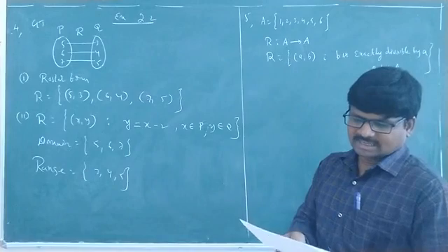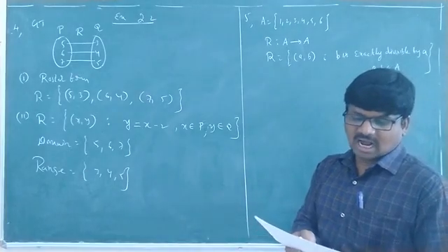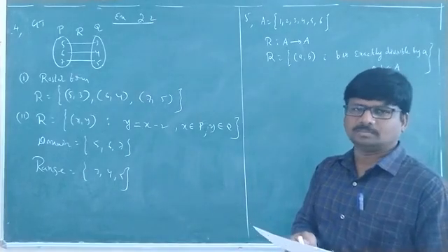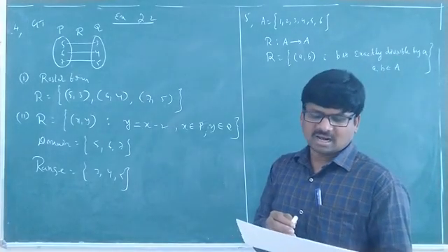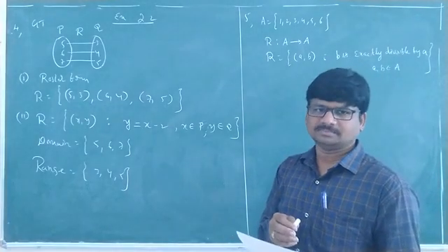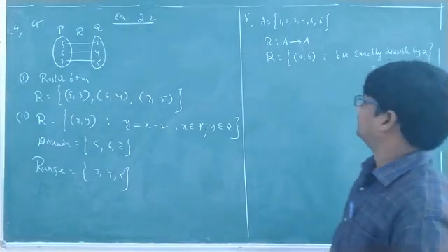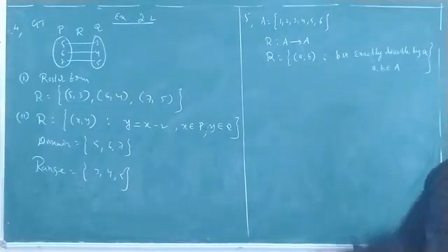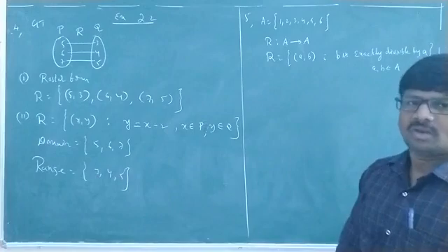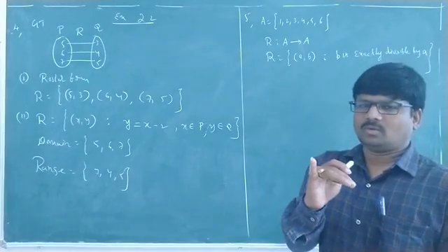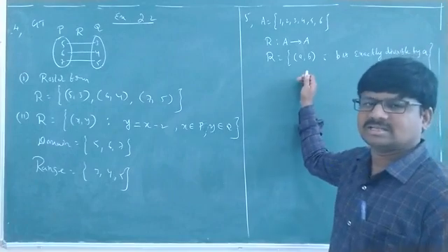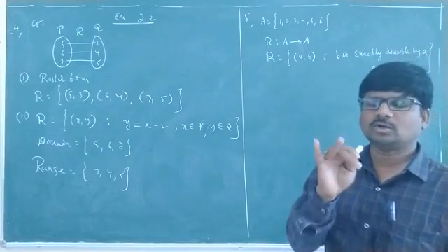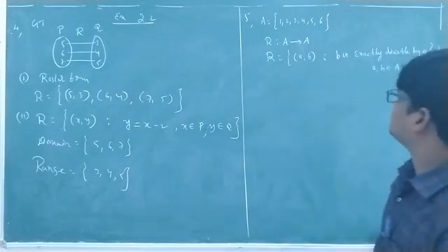Now, what is being asked next? Write R in roster form. Roster form is the set builder form converted to a list. Find the domain of R and find the range of R. Three questions are given from this relation R: roster form, domain, and range.